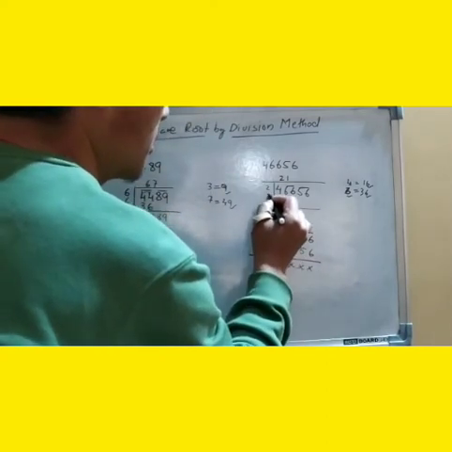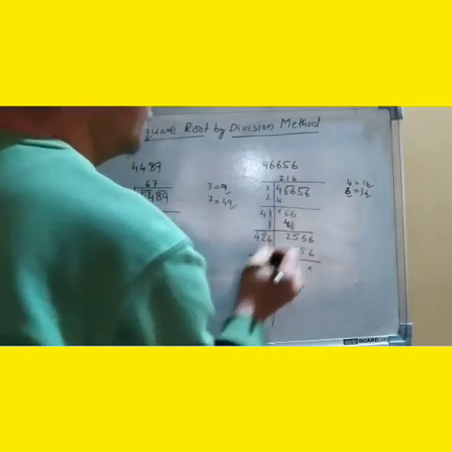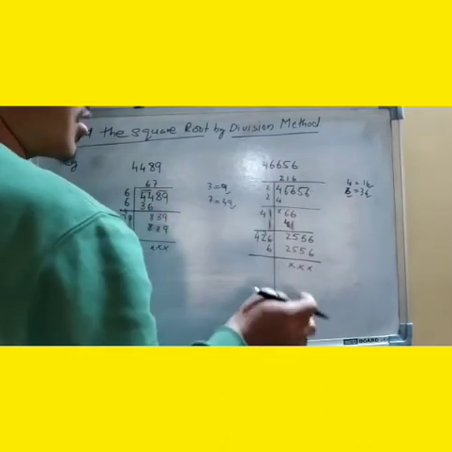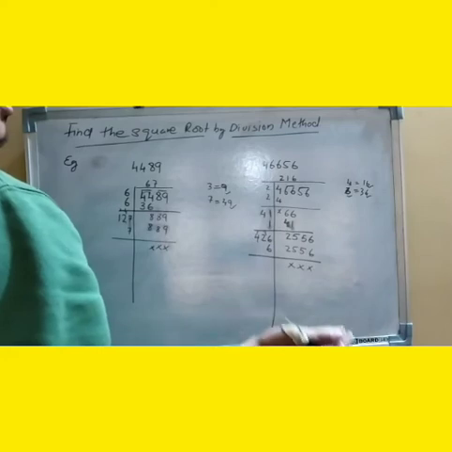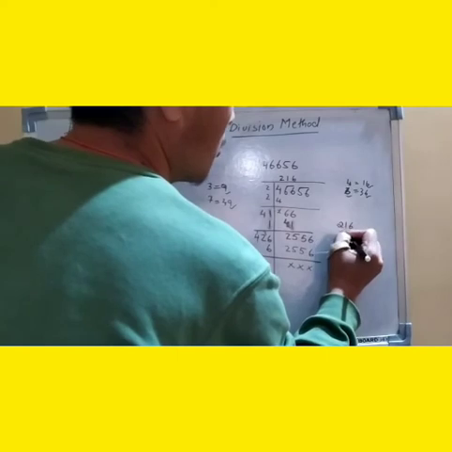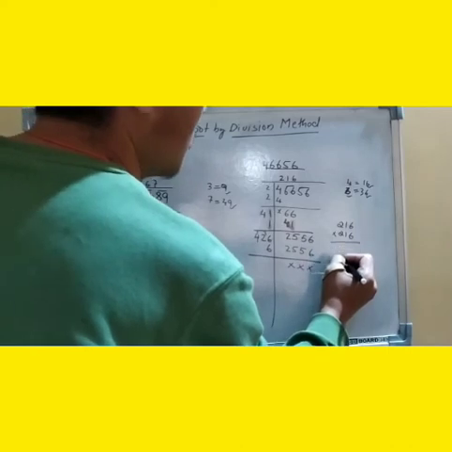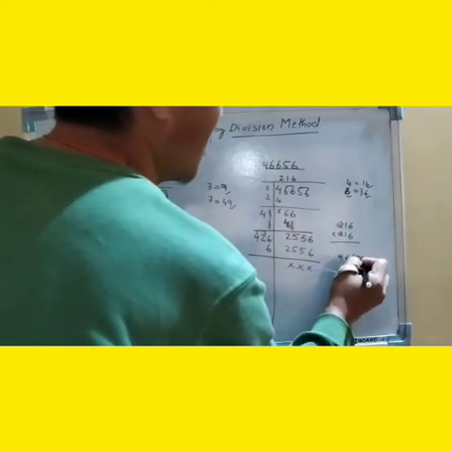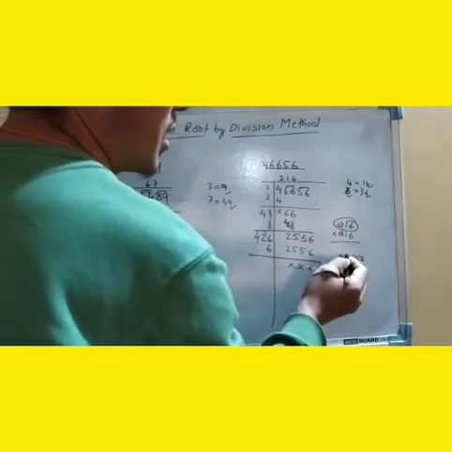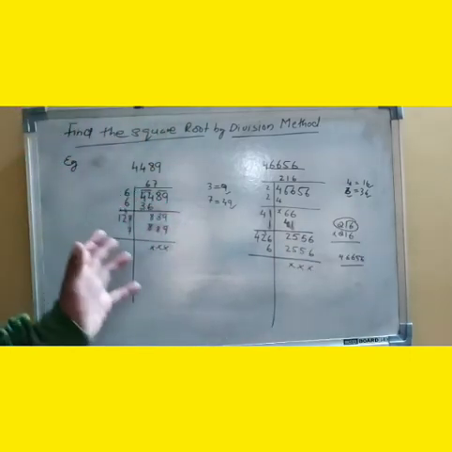So we already wrote 2 here, 1 here, and 6. So the square root of 46656 is 216. As I said before, you can also check the answer: 216 multiplied by itself, you're supposed to get 46656. If your answer is 46656, then this answer is correct. If you get a different product, then the answer is wrong. That's how you are supposed to check it.